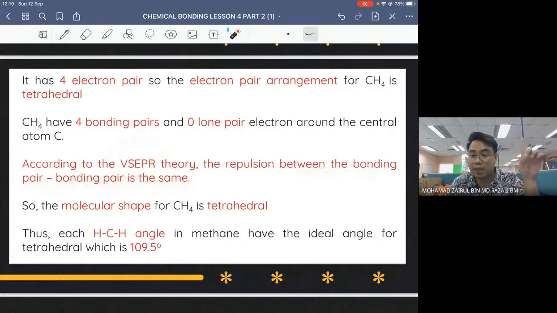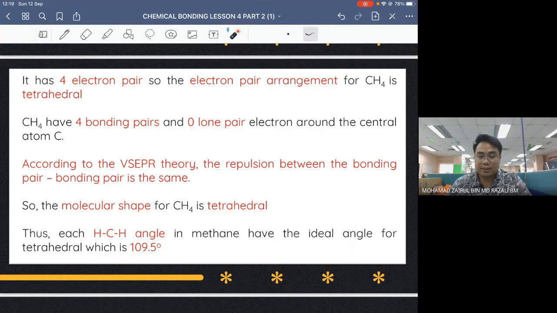Sebab kalau awak tengok tadi Lewis structure tu, kita hanya ada bonding pair sahaja, tak ada lone pair. So that's why kita cakap bonding pair dia akan sama. So the molecular shape adalah tetrahedral, and the bond angle between each CH is a perfect bond angle for tetrahedral, which is 109.5. Okay, this is how you explain if the question asks you to determine the molecular shape of the molecule.